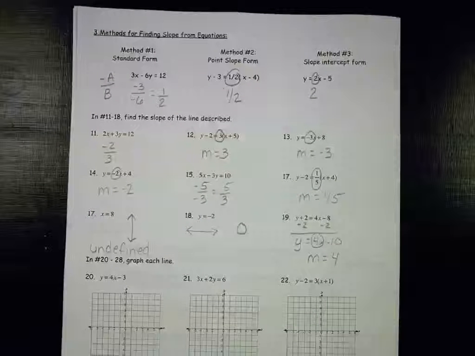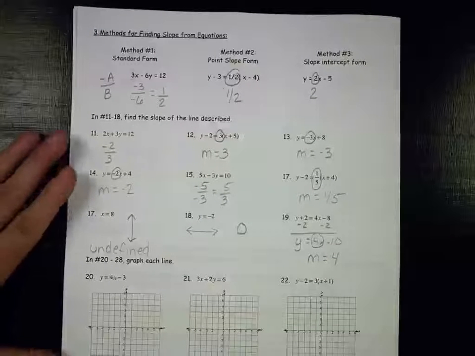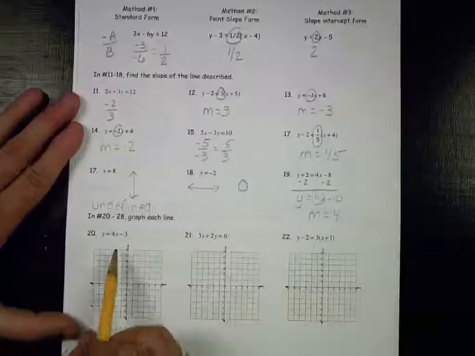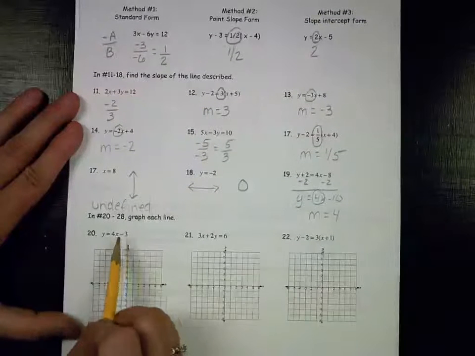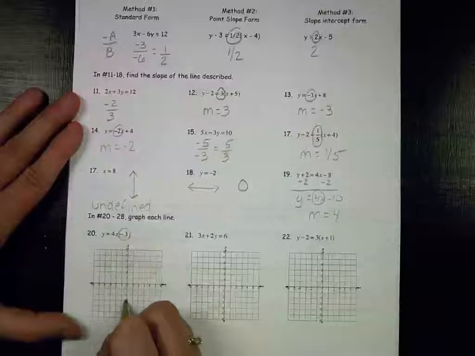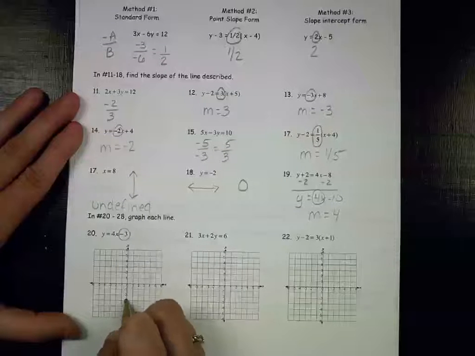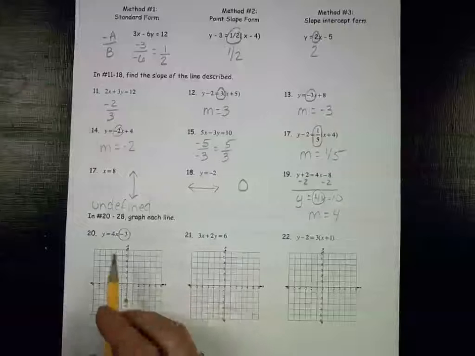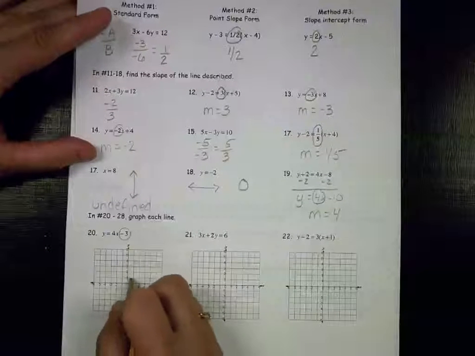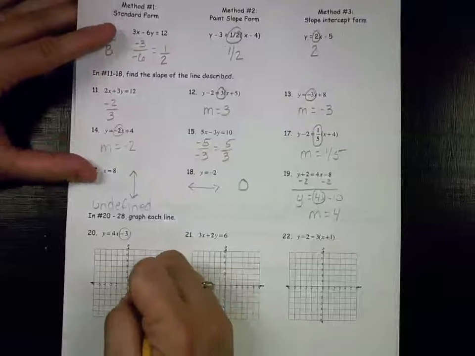Now we need to graph some lines, and we've done these before, and now they're all being thrown together. This is in slope-intercept form. That number right there is where your equation crosses your y-axis. And now your slope is 4, so up 4, 1 to the right.